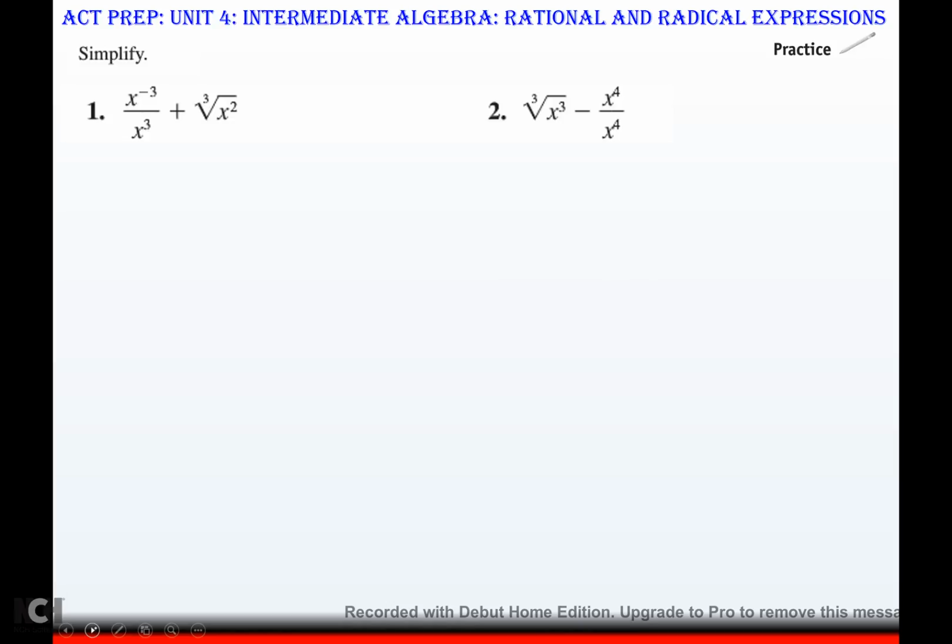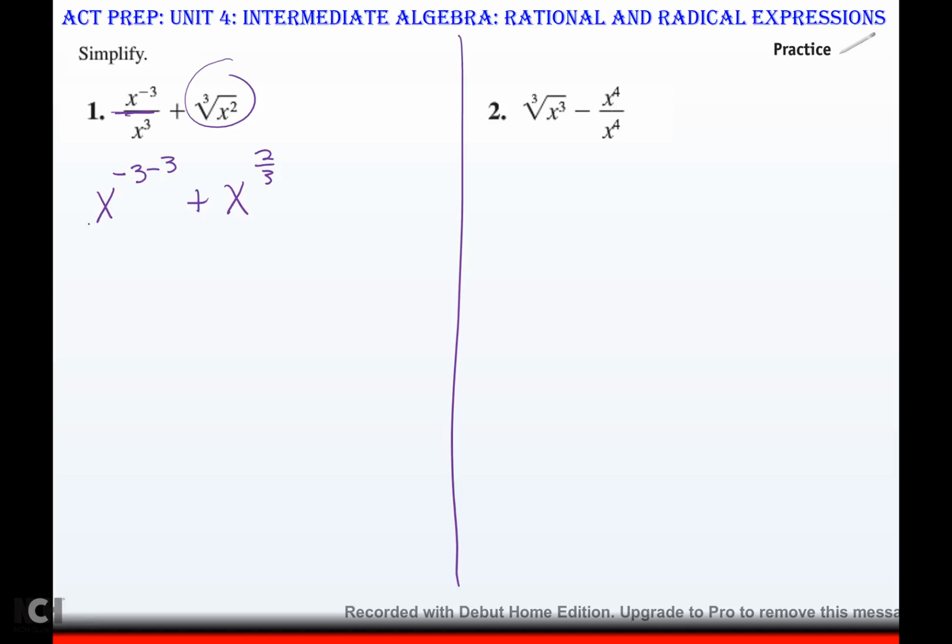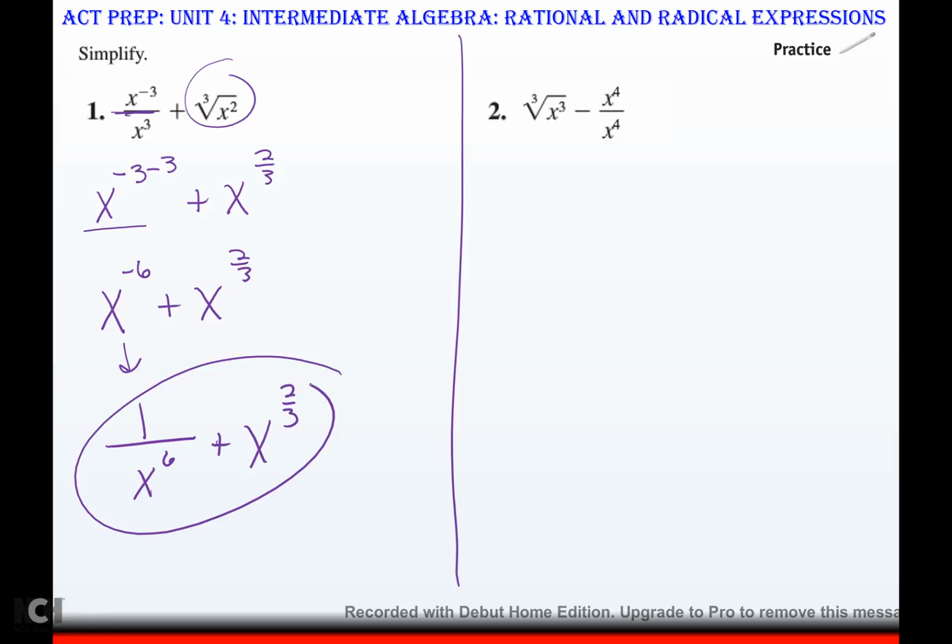Alright, so now we just got a bunch to practice on. Just to show you some tricky tricks. On this one, you could move this down if you wanted to, but when you divide powers, you keep the x and you subtract exponents. -3 minus 3. Get this out of the radical, it's going to be x to the 2/3. This is going to be x to the -6 plus x to the 2/3. And that's all I can do, but you're not allowed to leave negative exponents in your answer. So I'm going to move it to the basement, which makes its -6 positive, plus x to the 2/3. And that's as much as I can do.